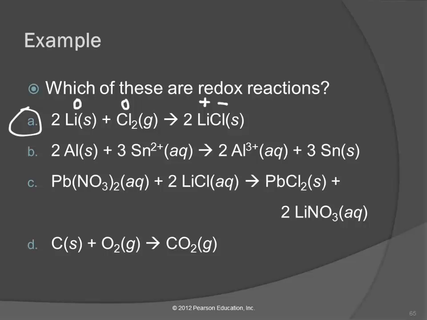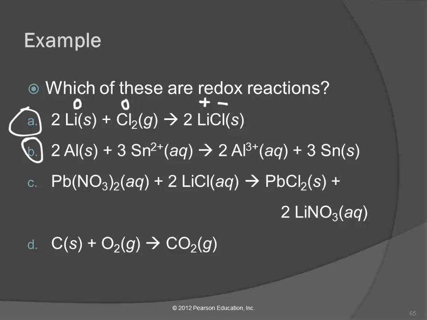How about letter B? Aluminum plus tin ions going to aluminum ions plus tin. I've got one no. Yes. Change to a yes. This is a redox reaction. Why? How did aluminum, an element with 0 charge, become an ion? It lost electrons. So this is the last statement in that list. In general, if you have a substance transferring electrons to another substance, it's a redox reaction. So here we have aluminum losing electrons and tin gaining electrons.